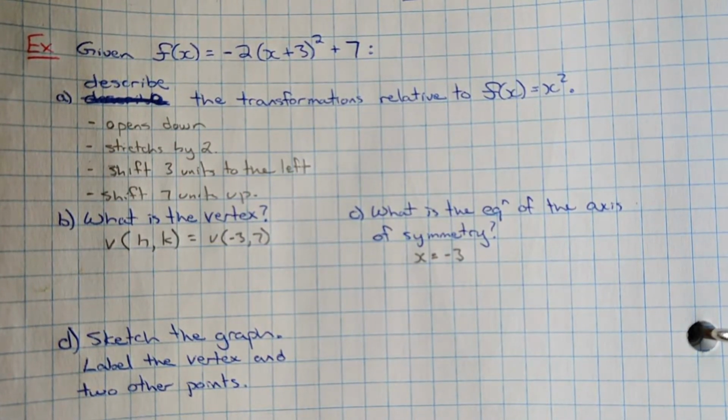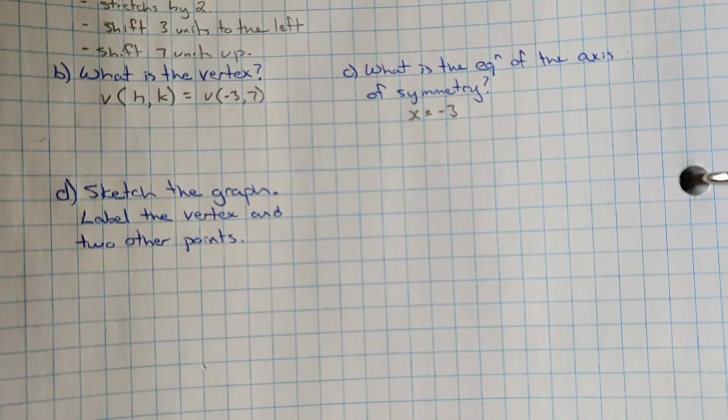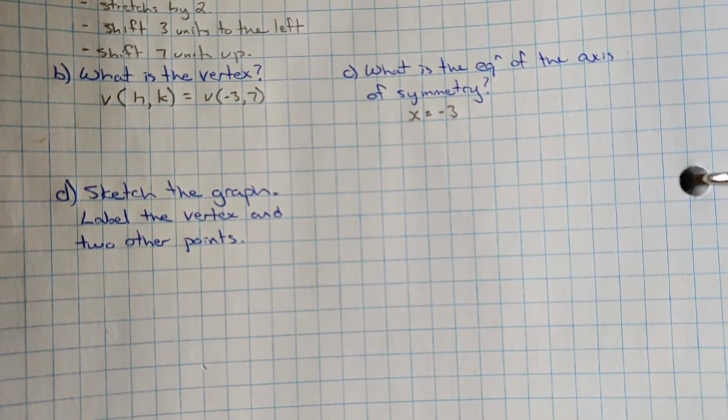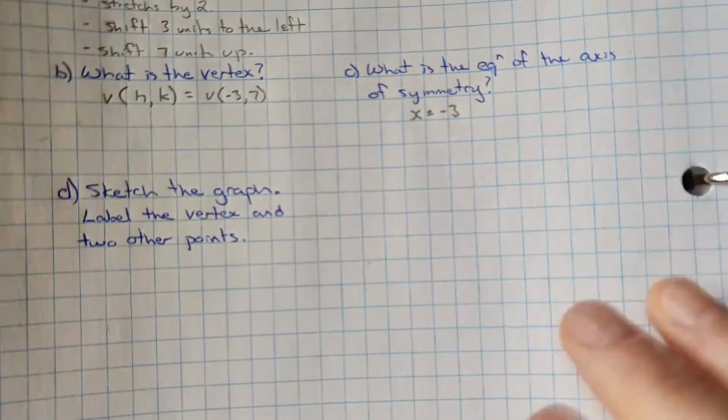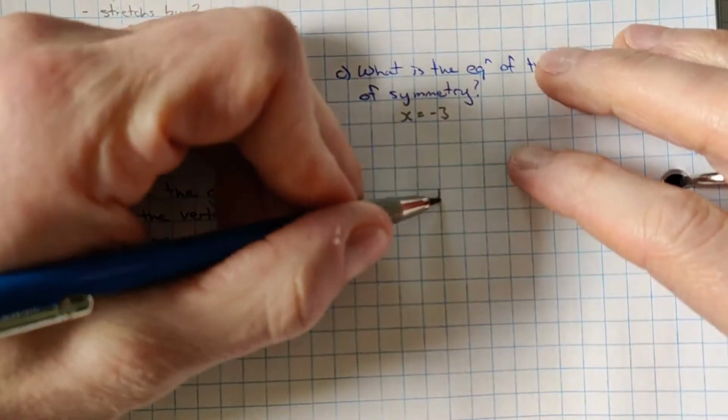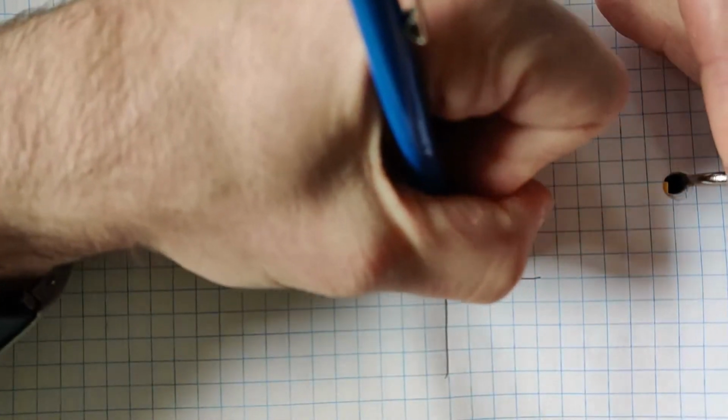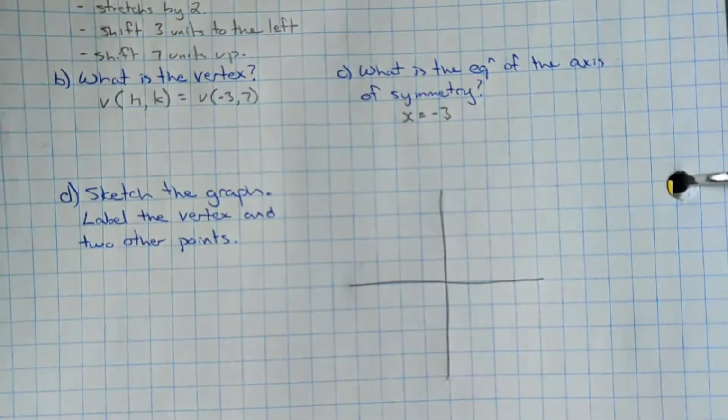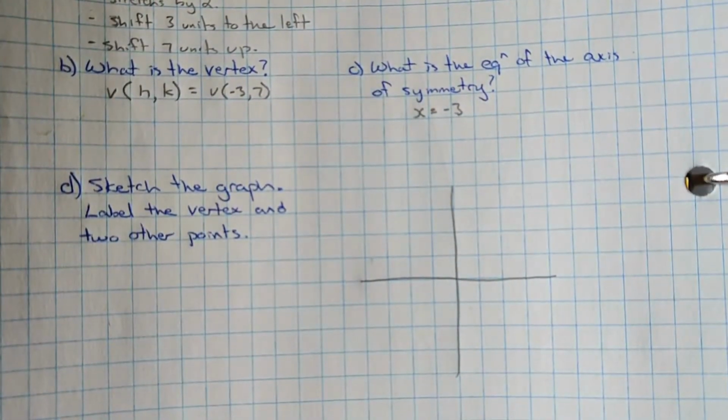The next part here, we want to sketch the graph. So depending on what you're asked, if you need to formally graph it and plot all the points, you can do that. Sometimes it's easier just to make a sketch of it for the different situations, just so we can see what's going on really quickly. If you're asked to sketch it, you don't have to do anything super fancy. Just make a set of axes, x and y, and then sketch the graph, label the vertex and 2 other points.